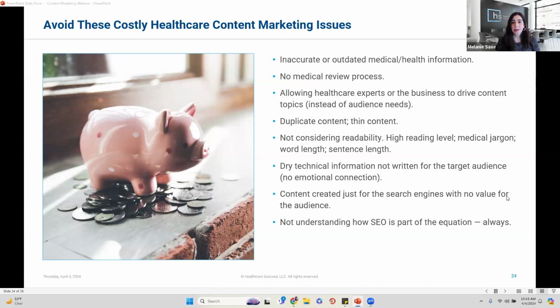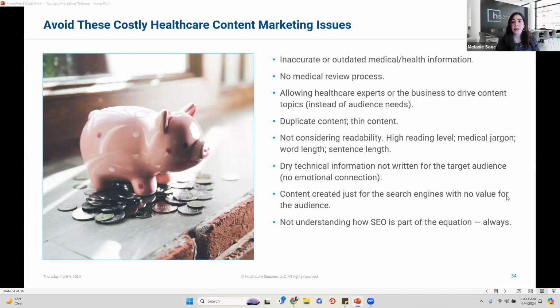Moving forward, not considering readability. We're obviously in the healthcare industry. There's medical information that goes way over our heads, but for our audience, it's super important to write in a way that they can understand, removing the jargon, and watching word lengths and sentence lengths. You want short words, short sentences, easy to understand.